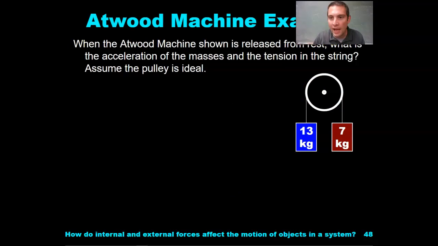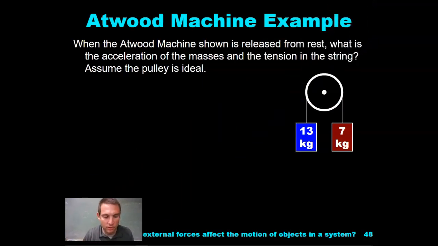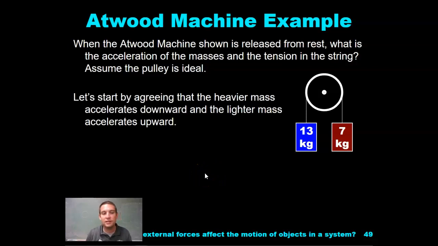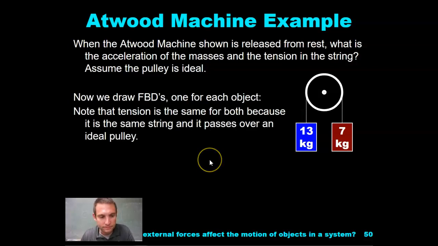Alright, Atwood machine! Here we go. When the Atwood machine is released from rest, what is the acceleration? What is the acceleration of the masses and the tension in the string? Assume the pulley is ideal. Let's start by agreeing that the heavier mass accelerates downward and the lighter mass accelerates upward.